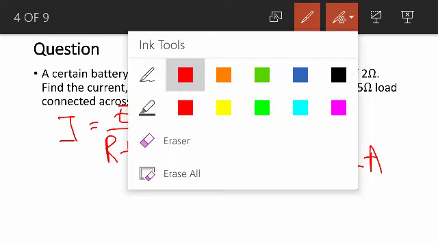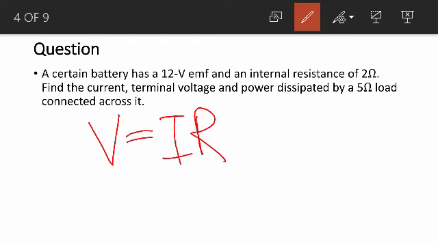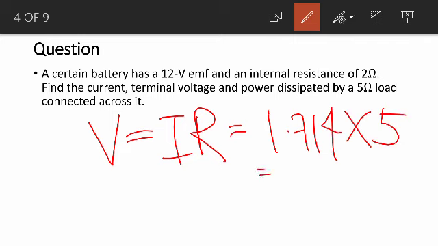So that leads us to the next thing. The next question we have to find is the terminal voltage. Since we know our current, we can say that the terminal voltage is equal to I times the load resistance. The current is 1.714, multiplied by the load resistance, which is 5. If we calculate that, we are going to get 8.57 approximately. So 8.57 volts approximately. That is it for the terminal voltage.